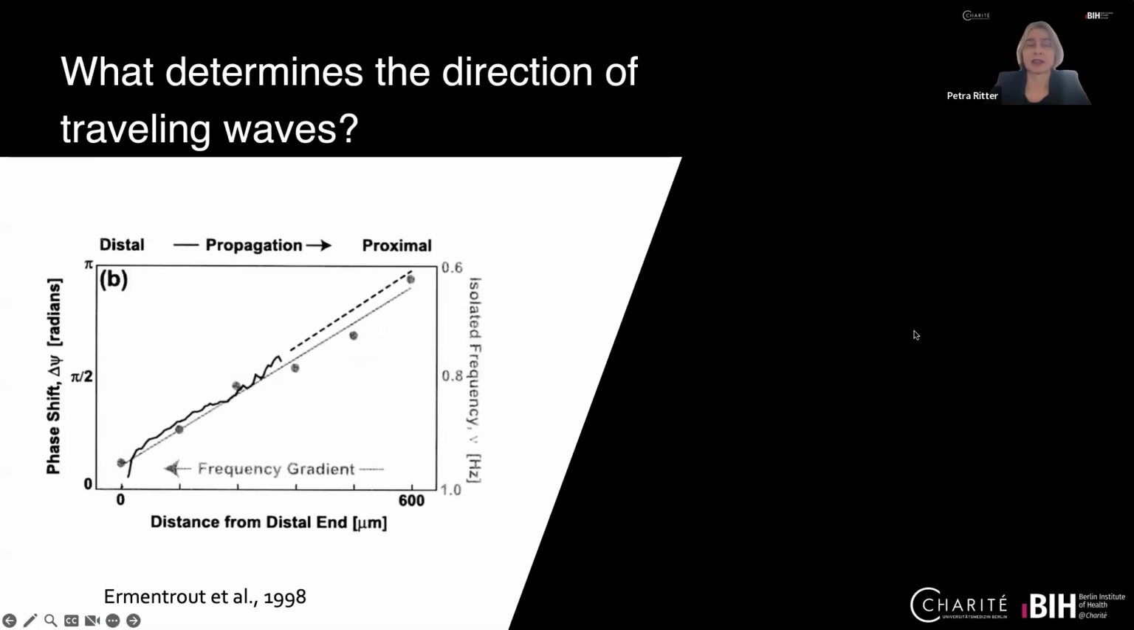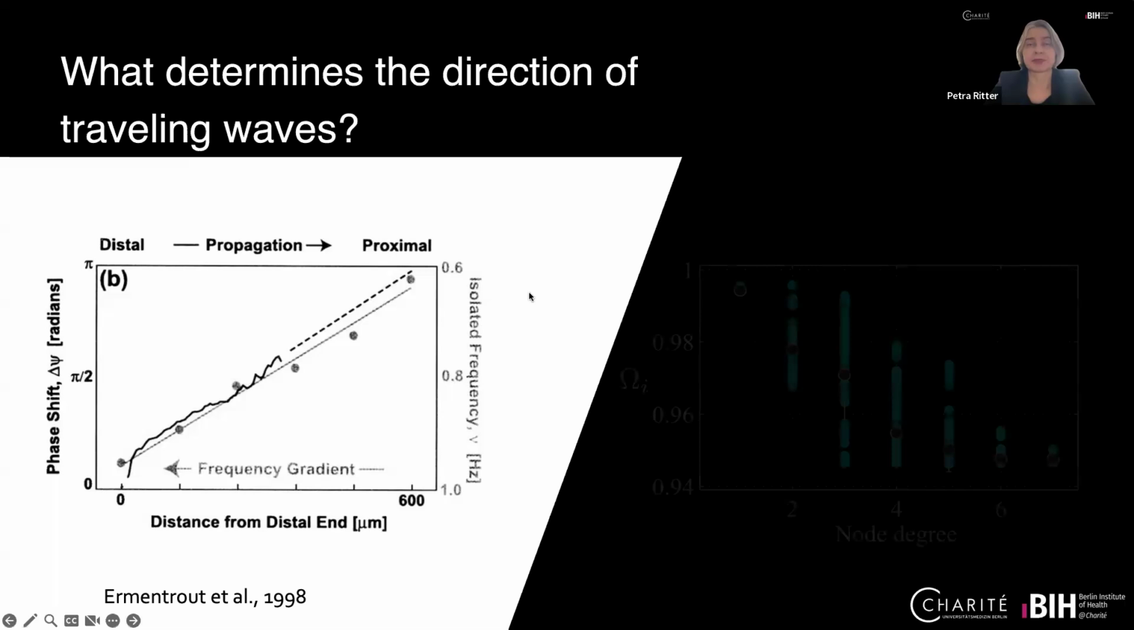And here another study has investigated this. They looked at the intrinsic or isolated frequency of such oscillators and the phase shift of the traveling wave. And it has been found that from faster frequencies to slower frequencies, there's this phase shift. So the traveling wave would travel from the faster intrinsic frequency to the lower intrinsic frequency.